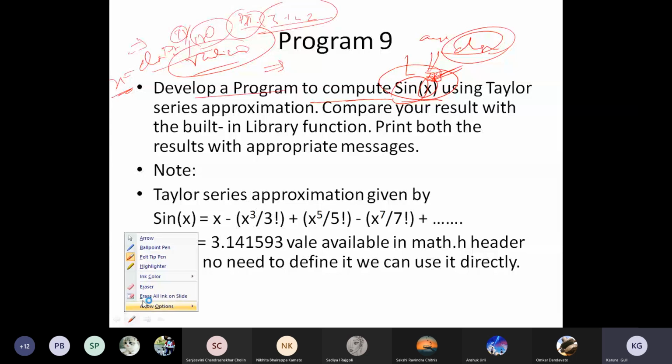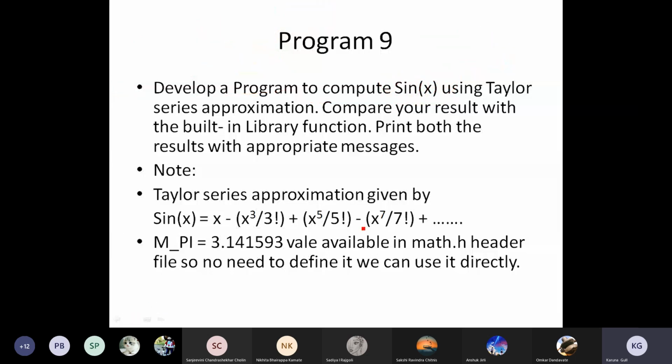So you have to understand the problem statement clearly, then only people can write the algorithm or the program for it. You have to compute the sin x. For that, you are supposed to use this Taylor series. So we'll be mentioning what that Taylor series is.